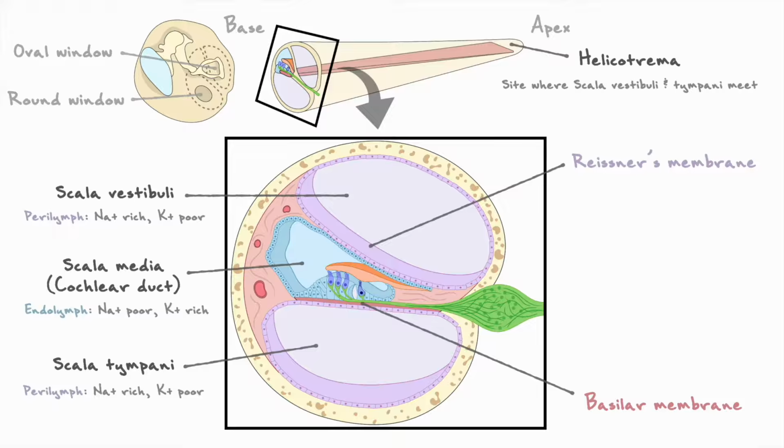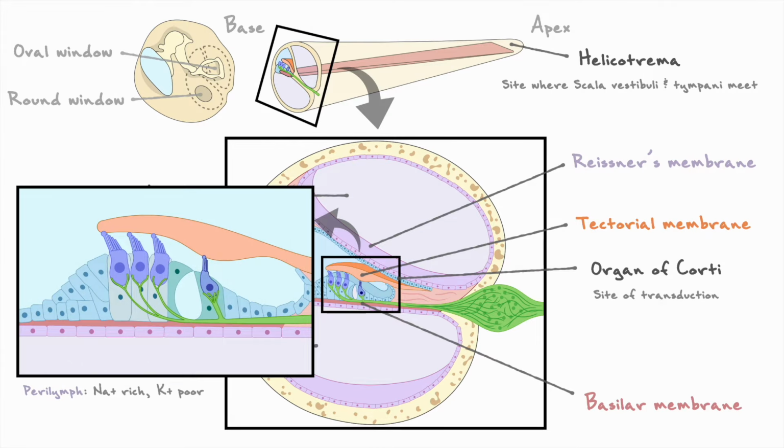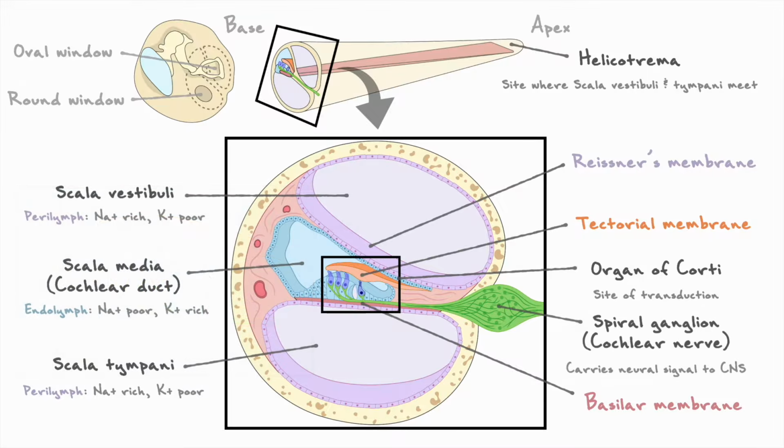In the cochlea, there is a third membrane to consider, namely the tectorial membrane, here shown in orange. This membrane is very important as it is part of the organ of Corti, the site where the transduction of sound to a neural stimulus actually occurs. You can see on this zoomed figure that the organ is made out of a wide variety of cells which all play their role to transduce sound. Lastly, the neural stimuli are then carried out by the spiral ganglion to the cochlear nerve, where it will reach the central nervous system.